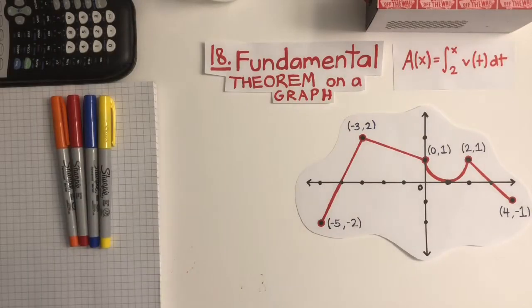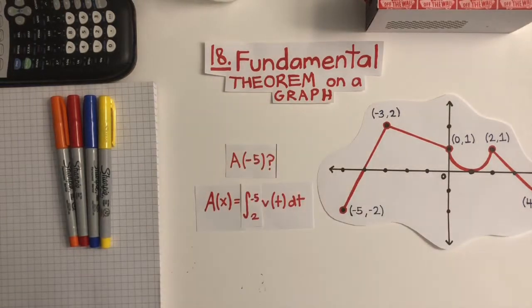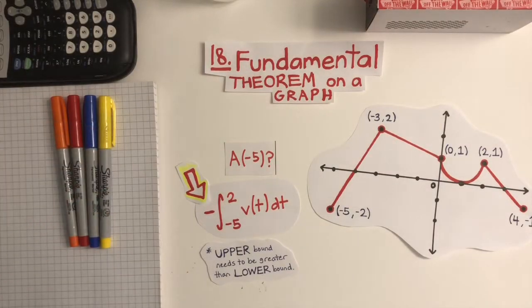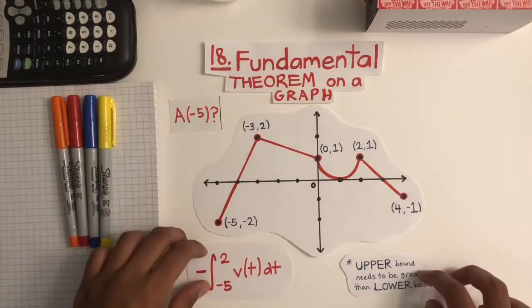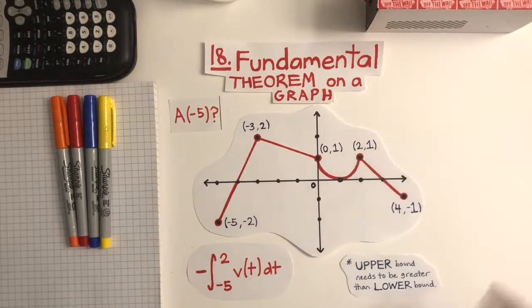The first part is trying to find a of -5, or the area from bounds 2 to 5. Although, this can't happen, since the upper bound must be greater than the lower bound. Remember, in order to fix that, we can make the integral negative to flip the bounds over. Now the bounds are -5 to 2. Next step is to look at the graph and calculate the area under the curve from -5 to 2.